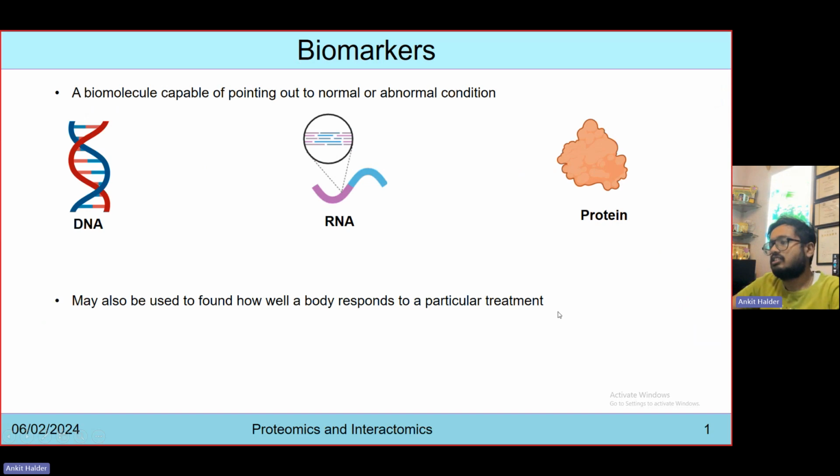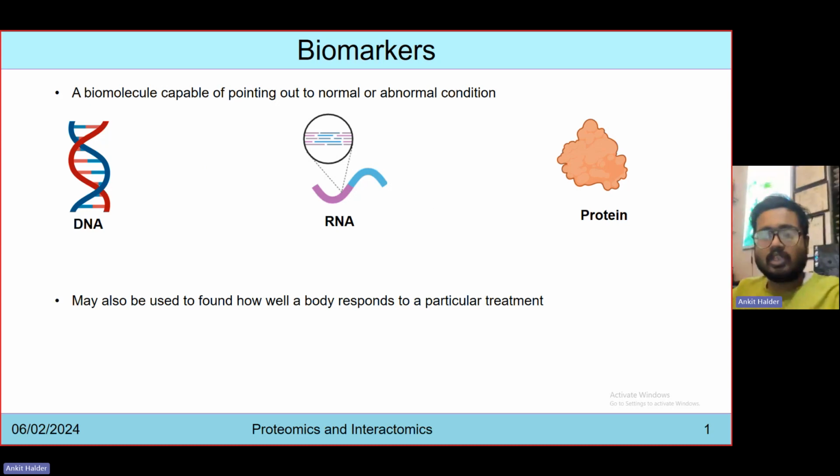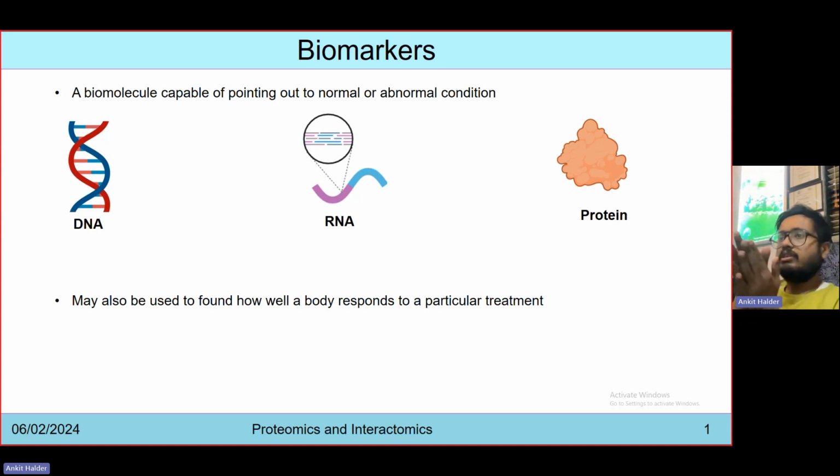So what is a biomarker? A biomarker can be defined as a biomolecule that is capable of pointing out normal or abnormal conditions. As we know, whenever there is a change in our disease condition or in a normal condition, generally there is a change in the expression of certain genes.